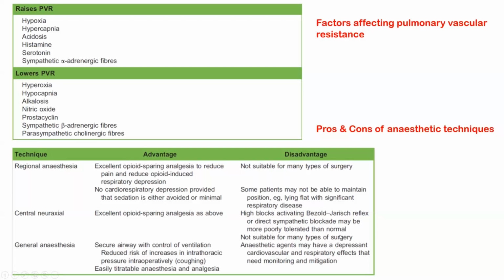types of surgery. With general anesthesia, you have the advantage of secure airway control, ventilation can be adjusted according to the need, you reduce the risk of raised intrathoracic pressure like coughing and other things, and you can titrate anesthetic agents and analgesia. But the disadvantage is that anesthetic agents have a depressant effect on the cardiovascular and respiratory system, so you need to monitor them and take care of them properly.